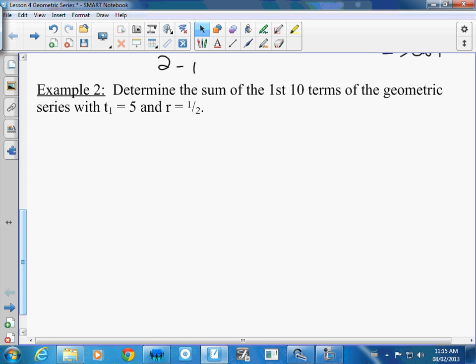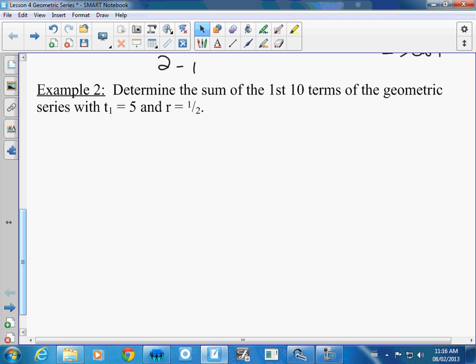Okay, so what we have here is example number 2. Determine the sum of the first 10 terms of a geometric series with T1 equals 5, R equals a half. Ooh, I haven't seen one of these yet, have we? What's weird about this one? The fraction in the R, eh?